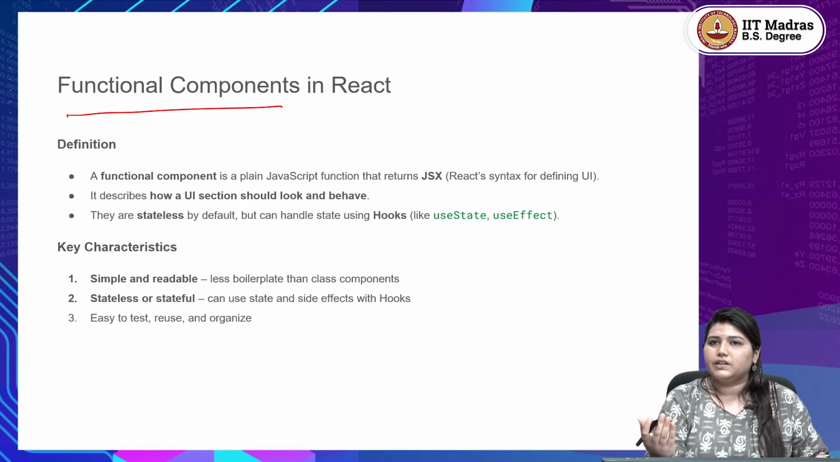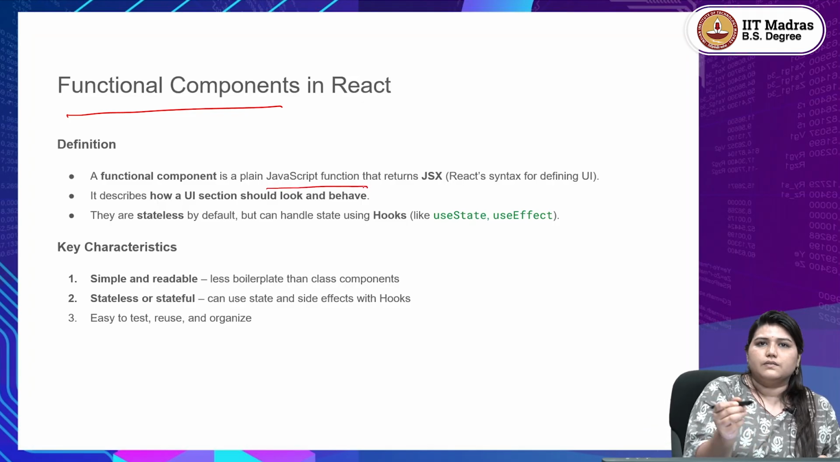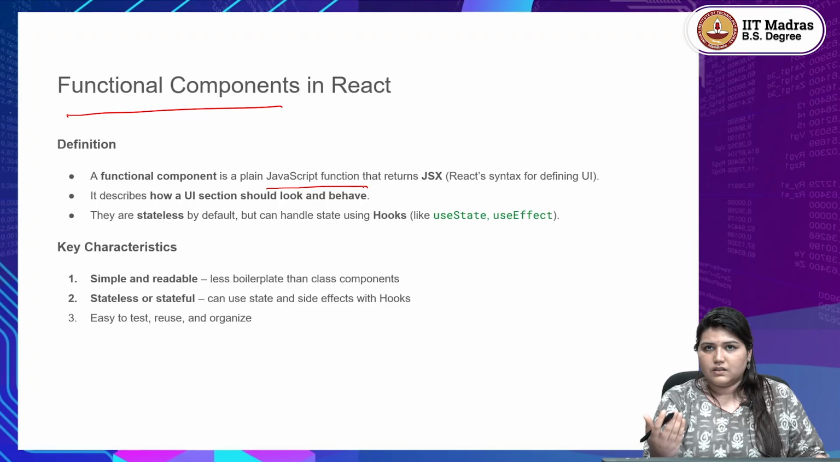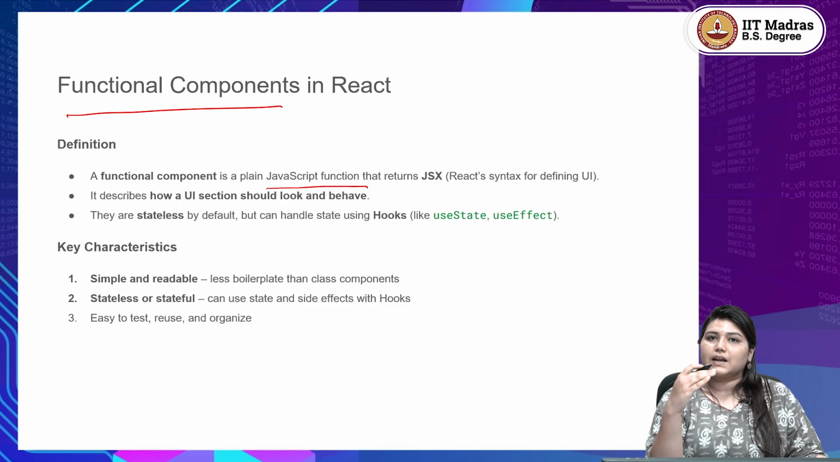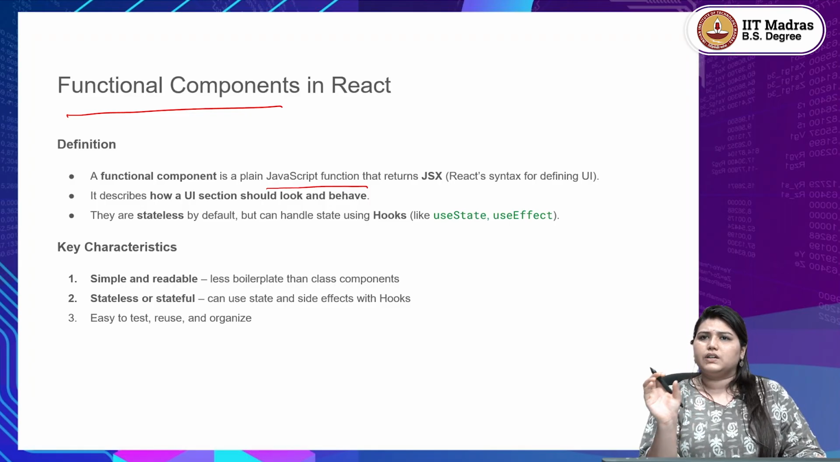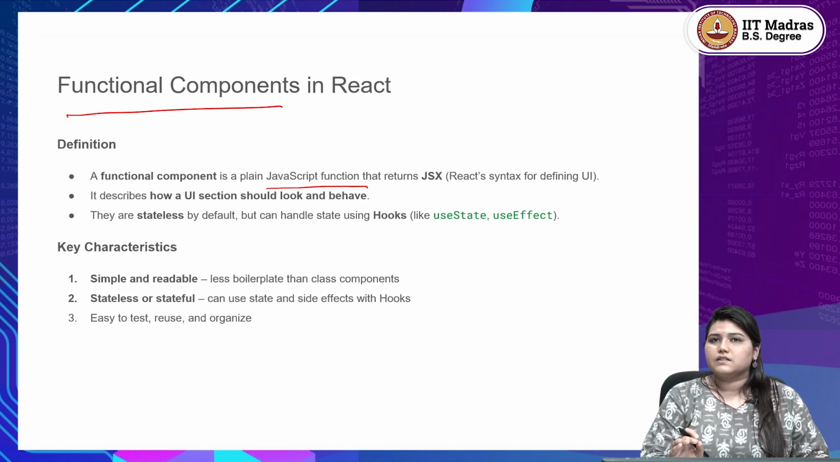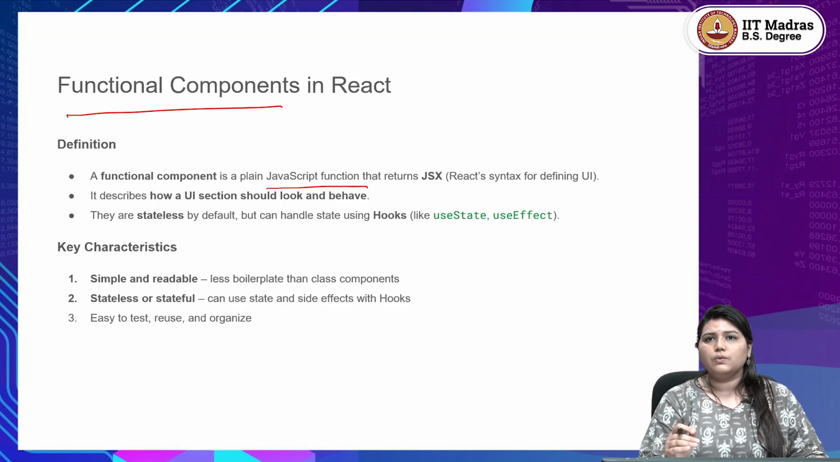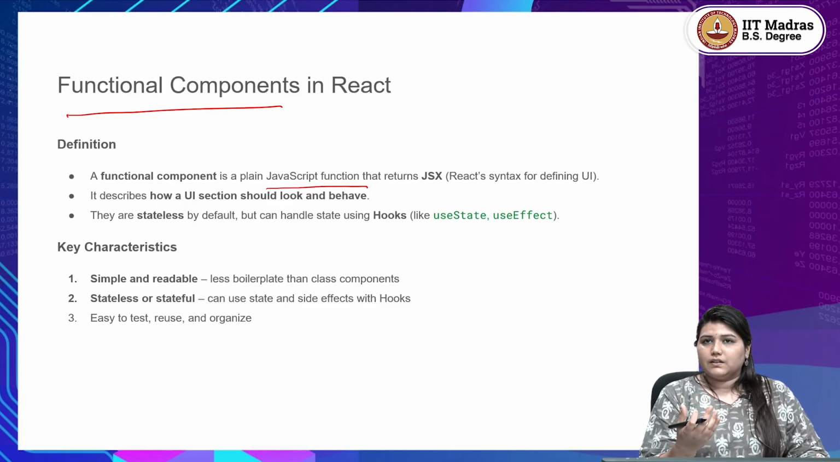A functional component in React is simply a JavaScript function that returns JSX, which, as we have learned, is React's special syntax for describing UI elements. This function tells React what a piece of the interface should look like and how it should behave. One of the great things about functional components is how clean and straightforward they are. Compared to class components, they involve much less boilerplate, making the code easier to write and read.